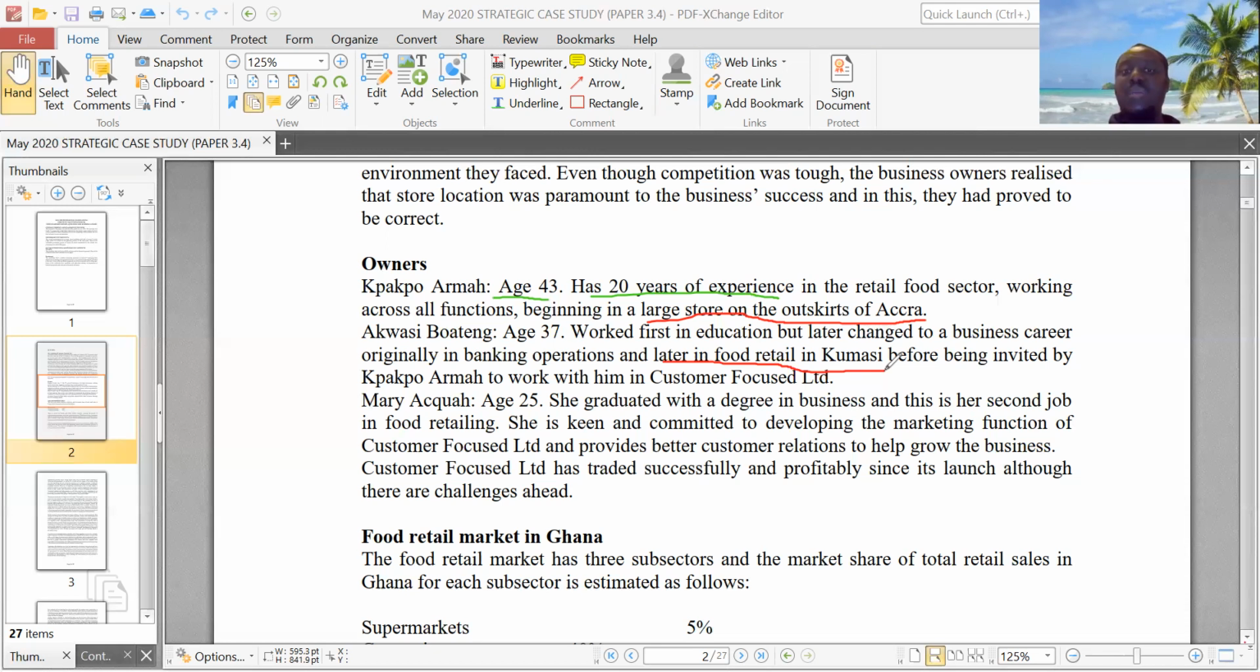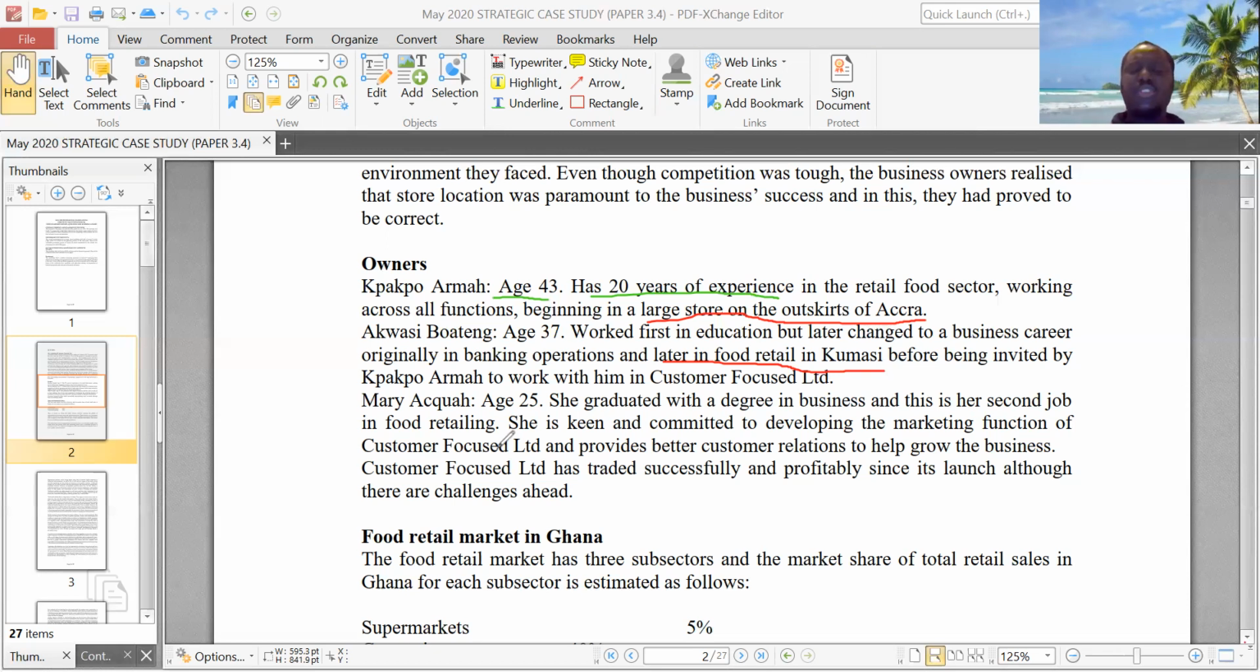And we do not know yet the extent to which his experience in education and in banking operations is relevant in the food retail space. It's probably relevant and he can bring some ideas from the different industries he's worked in into the food retail space. So this is something that is important to note here. It seems that he knows Kpakwama, and so probably they have a relationship prior to the setting up of Customer Focus Limited.